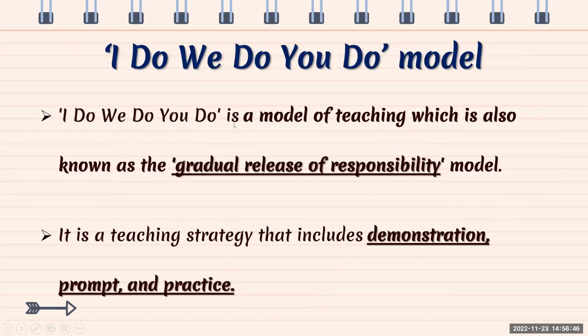In one way or another, we can tell that this "I do, we do, you do" model is a model of teaching which is known as the gradual release of responsibility model. The teacher gradually releases the responsibility to the student. The student starts doing the work all alone. Initially, the teacher completely gives help. Finally, the student alone does the work. And a very important thing in this teaching strategy is that in "I do" there is demonstration, in "we do" prompting is happening, and in the final one, "you do," practice happens. So the student practices. Practicing happens in "we do" and "you do."